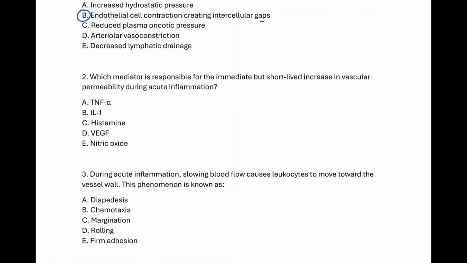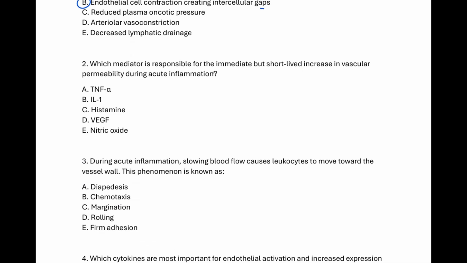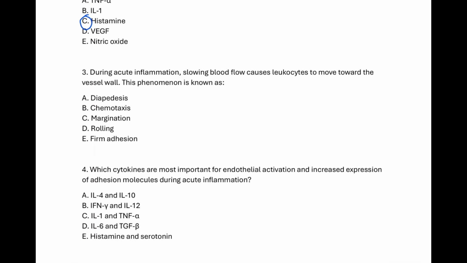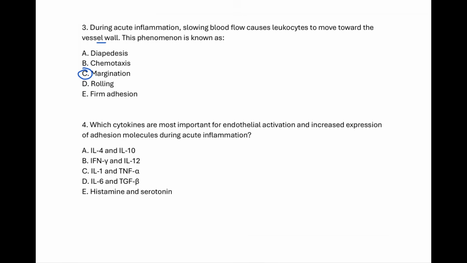Very good. Next question: which mediator is responsible for immediate but short-lived increase in vascular permeability during acute inflammation? Like I mentioned earlier, this is going to be our histamine, guys. Next, during acute inflammation, slowing blood flow causes leukocytes to move towards the vessel wall. This phenomenon is known as, remember, what do we call that? Margination, right? That's when the neutrophil is moving to the periphery. So that's what we call margination.